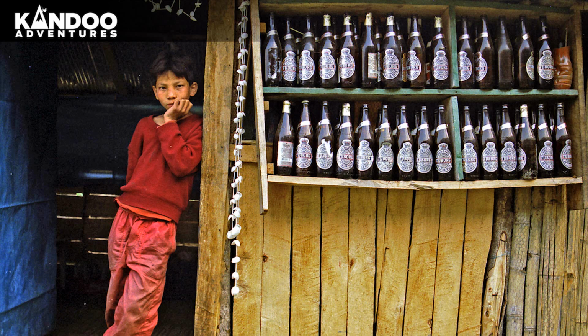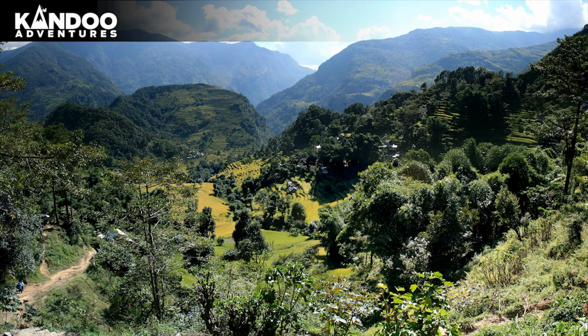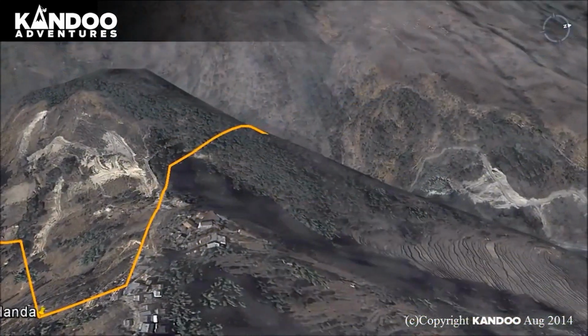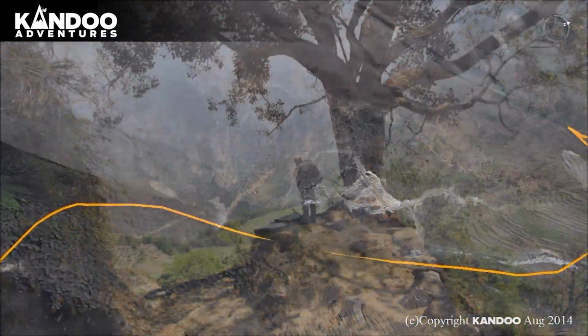On leaving Ngadi, trek to Barundanda, which literally means Brahman Hill, and, as the name suggests, Barundanda is largely inhabited by Brahmins. Day 5. Trek to Jagat.